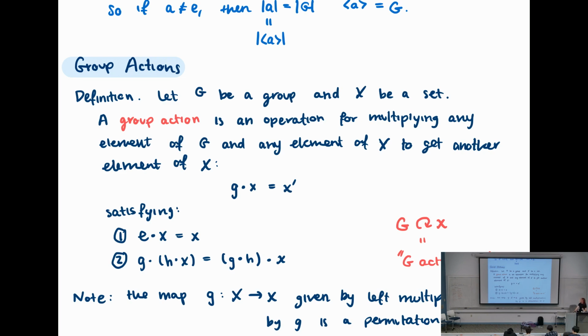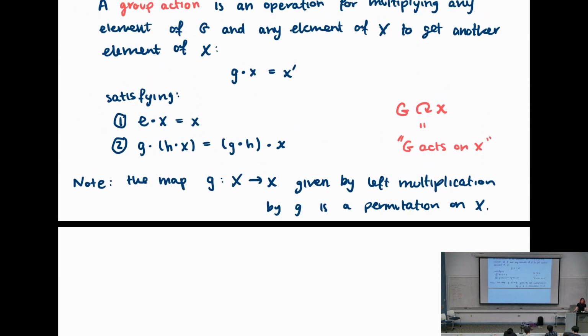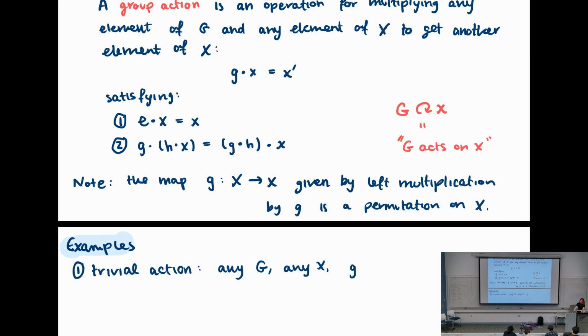Okay, so let's see some examples of group actions, just to get an idea of what types of things we're talking about. So the first one is called the trivial action. So what does the trivial action do? Given any group G and any set X, if we do G times X is equal to X, this is a group action called the trivial action.